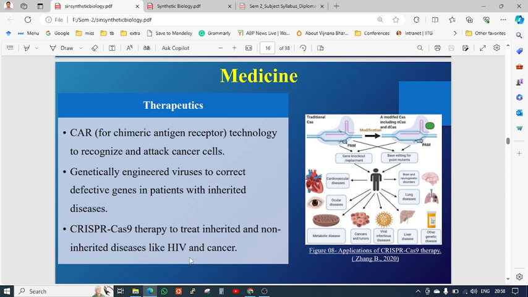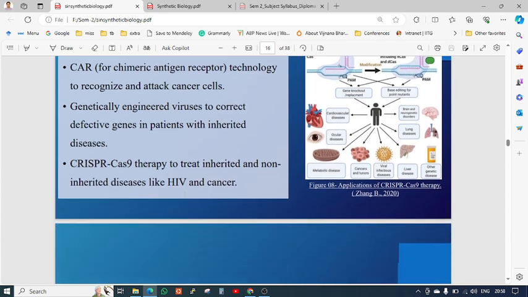HIV and cancers are diseases that are very common nowadays, but there is no remedy at all. So these are in the developing stage, and they may be cured by therapeutic applications of medicines.